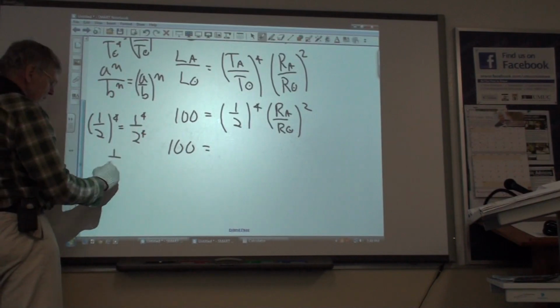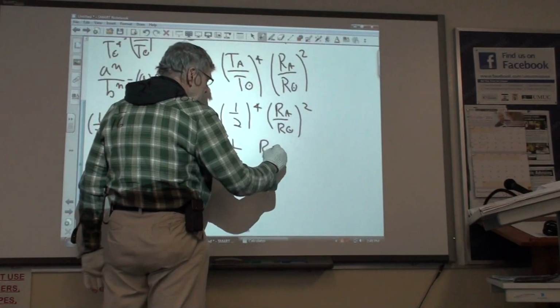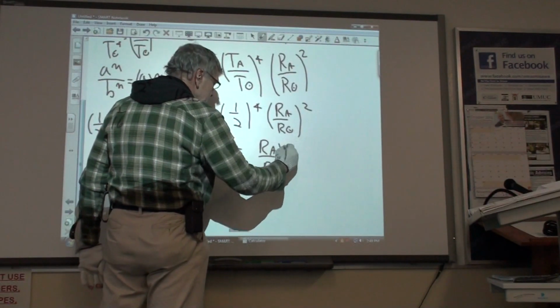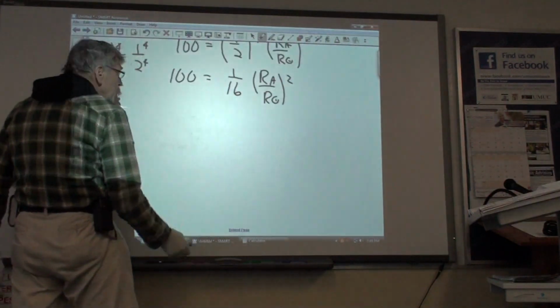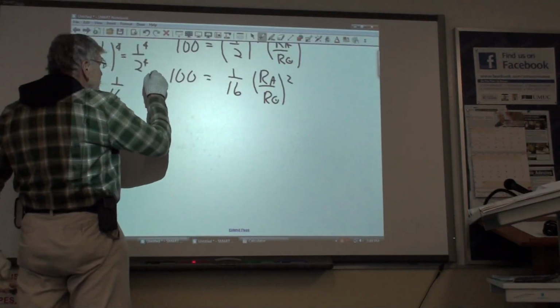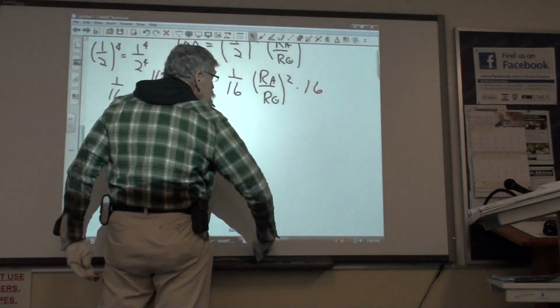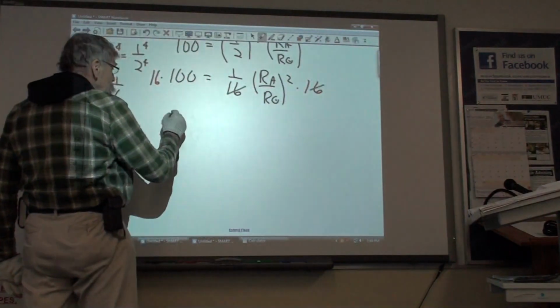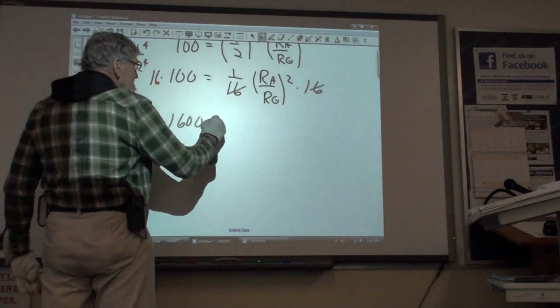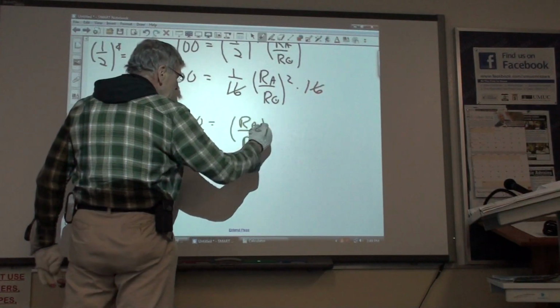And that is equal to 1 over 16. So it's 1 over 16 times RA over R sun squared. And now to multiply both sides by 16, then on the right side, these will cancel, and on this side we get 1600 is equal to RA over R sun to the square power.